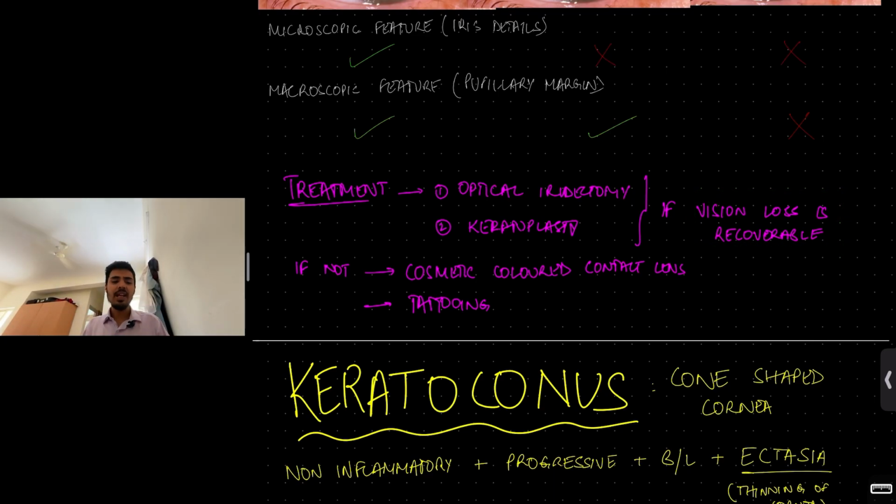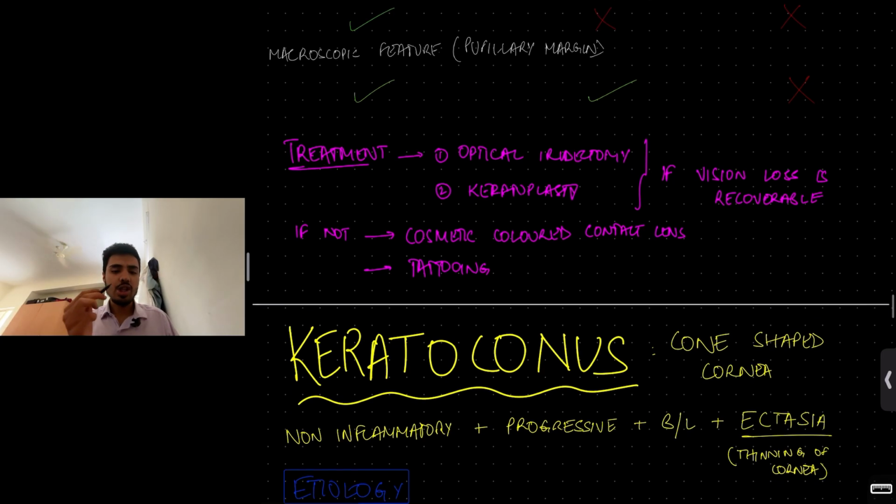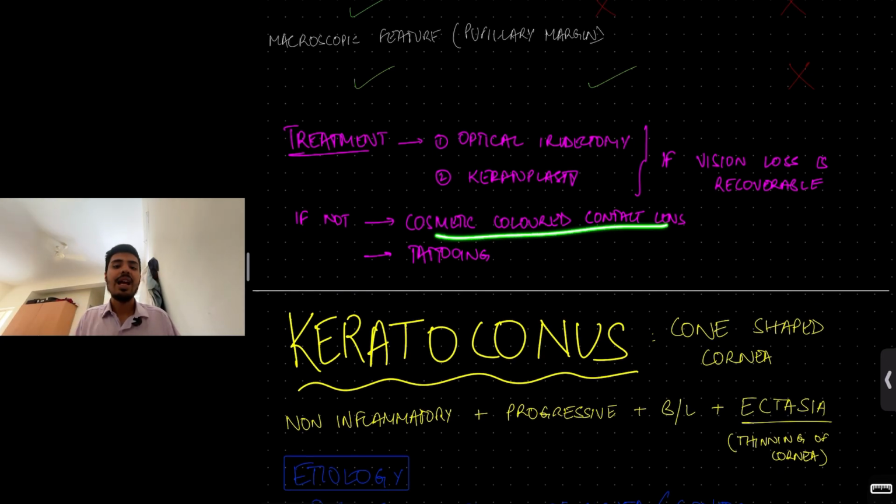If the vision loss is irrecoverable, then you just give cosmetic colored contact lenses. Some people who are interested can get their cornea tattooed, or use just an opaque contact lens, so that the opacity is not seen outside, but the vision loss is not recoverable. This is about corneal opacity.